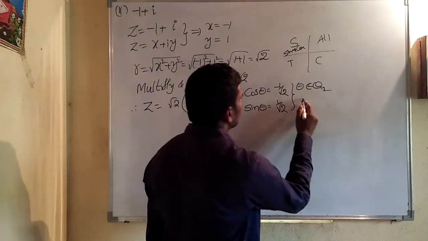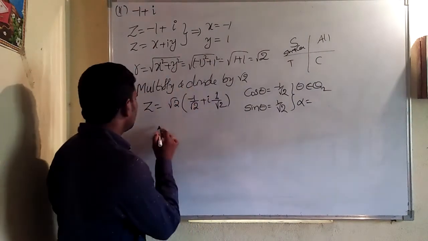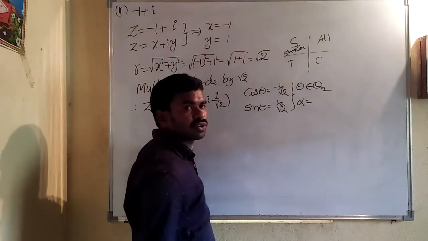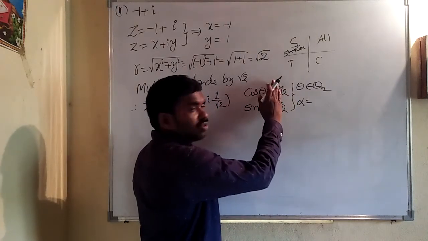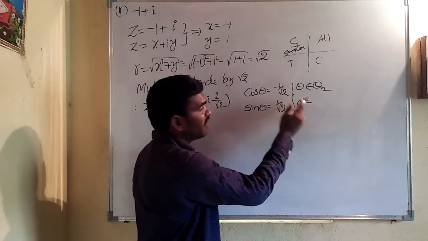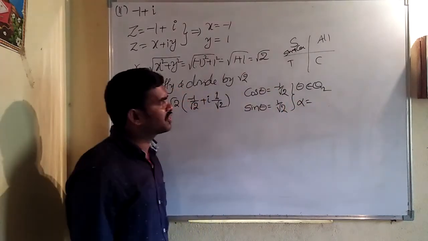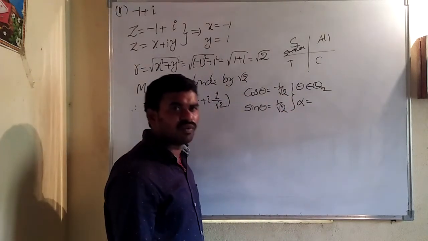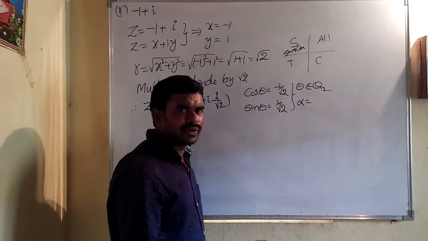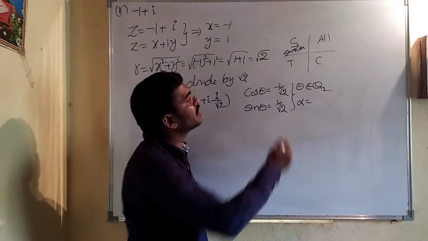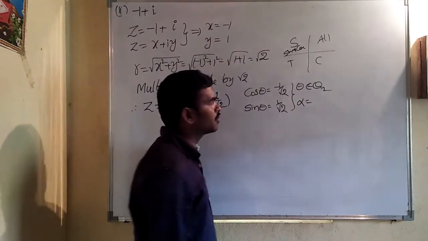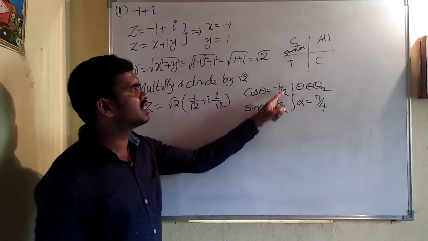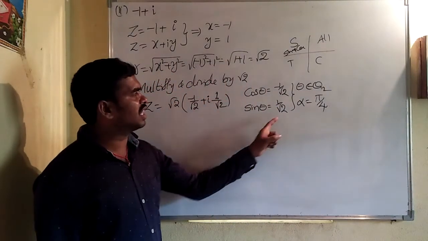And here, what is angle alpha? Tell me alpha, at which angle it becomes 1 by root 2. First, to find the alpha value, forget about the sign, negative or positive. When does it become 1 by root 2? Cos 0 is 1. Cos 30 is root 3 by 2. Cos 45 is 1 by root 2, and sin 45 is 1 by root 2. So at 45 degrees, which means pi by 4, the cos value is 1 by root 2 and the sin value is 1 by root 2.